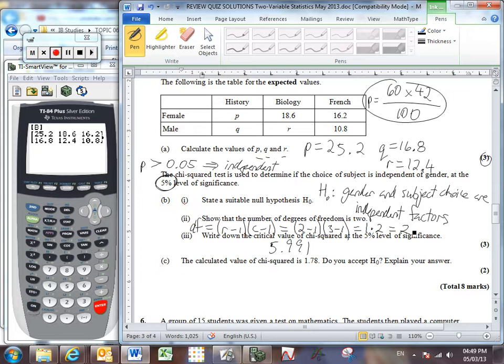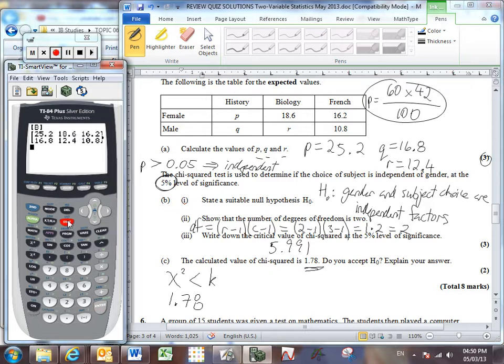Great. Write down the critical value. Sorry, I should have given that to you. The calculated value of chi-squared is 1.78. Do you accept H0? Just like we can compare our p-value to our significance level of 5%, and if it's bigger, it's independent, another way of doing it is comparing my chi-squared value to my critical value. And if chi-squared is less than, then they are independent. And that's in fact what happens here. My chi-squared value is being given as 1.78.